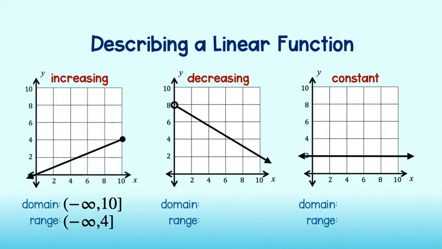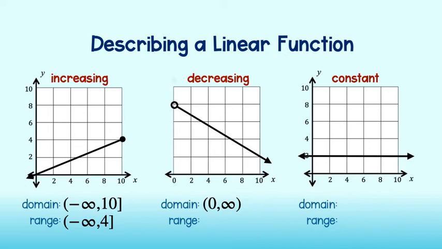Let's take a look at the next graph. We will focus first on the domain. It appears to start at 0 and go on forever towards infinity. We will write this as 0, infinity. The 0 will get parentheses this time because an open circle tells us that the value is not included.